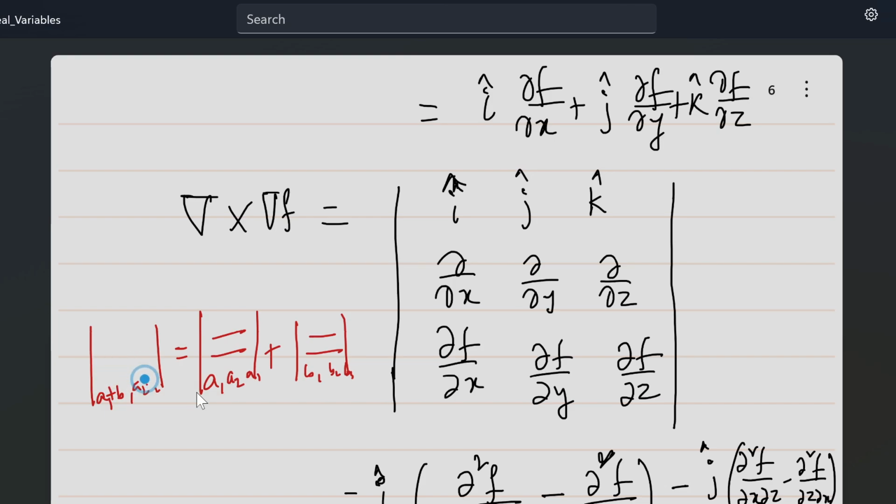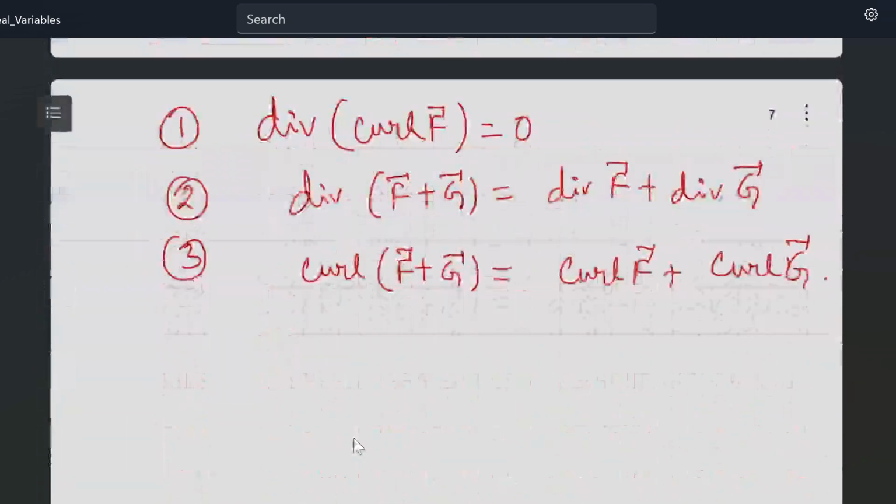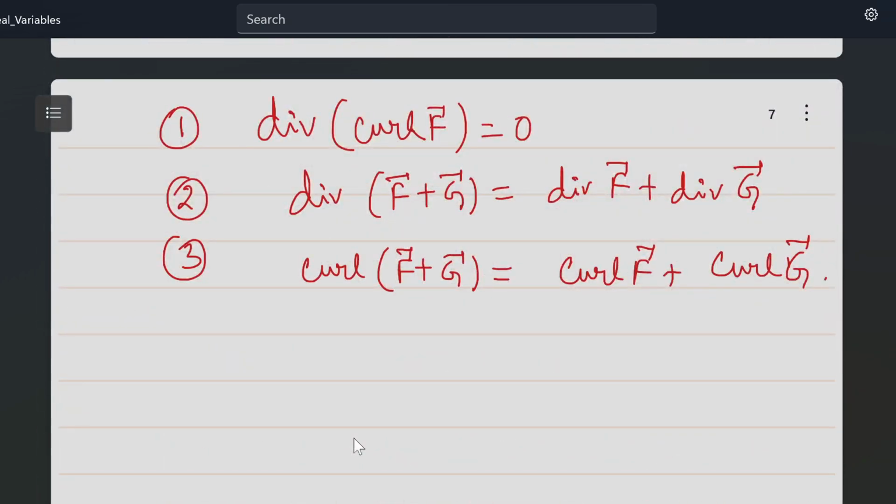So curl is nothing but a determinant. So curl of F plus G is equal to curl F plus curl G. That is a true statement. So these are identities, and you will prove them. How will you prove them? As I told you, using determinant properties. Divergence you can prove directly.